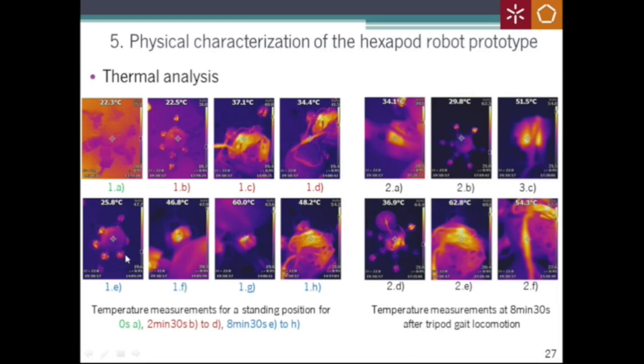Analyzing photo E, it is also highlighted that two of the R3 joints heat up more than the others, indicating a less advantageous posture of these legs. Regarding the electronics, thermal heating is to be expected, with the converter and the Arduino being the components that heat up the most, as you can see in photo H.